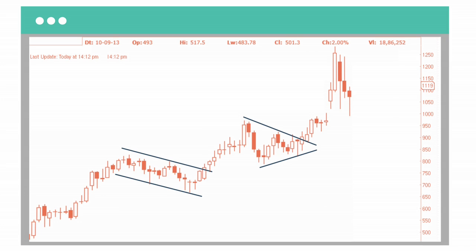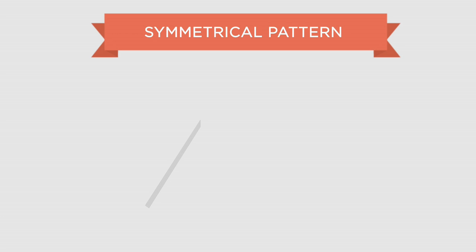Let's begin with the symmetrical triangle. Now, first, we need an ongoing trend, for example, an uptrend. Then we need swing highs and swing lows that converge. Now, if you join these swings, you get two sloping lines, hence the name symmetrical triangle. It looks like a pizza slice, right? It looks like a triangle on its back, which is symmetrical.